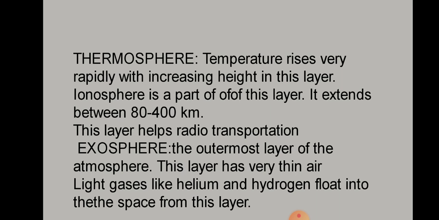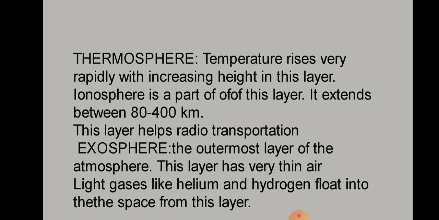the fourth layer, that is thermosphere. In this layer, temperature rises very rapidly with increasing height. Why? Because of the presence of ions. An ionosphere is a part of this layer and it extends between 80 kilometer to 400 kilometer. This layer helps in radio transmission as the present ions reflect the radio waves back to the earth's surface. So this one is helping radio transmission.